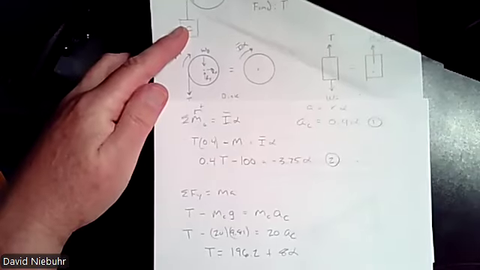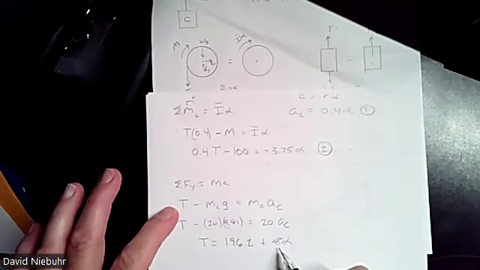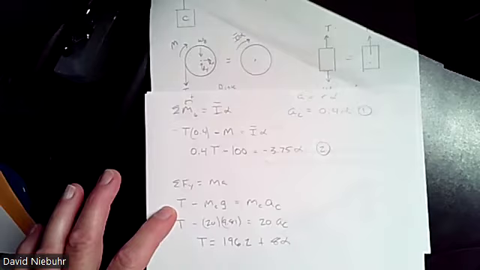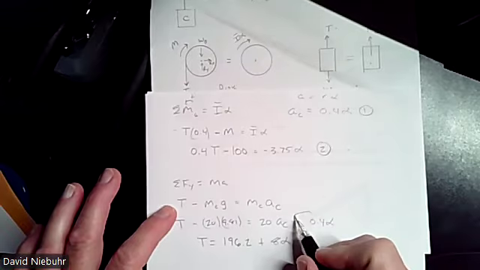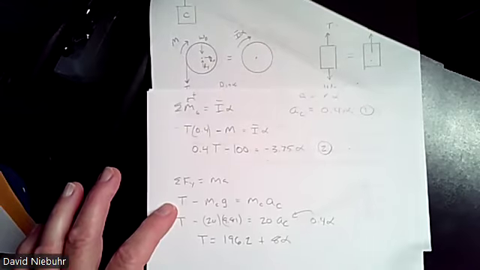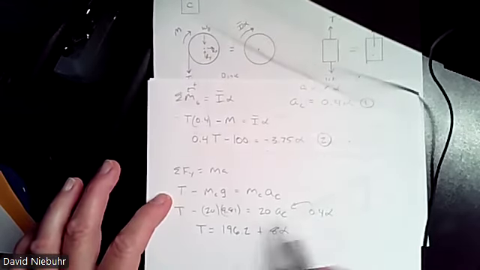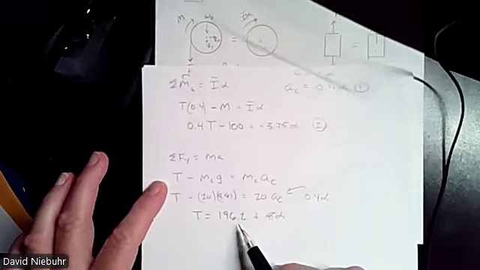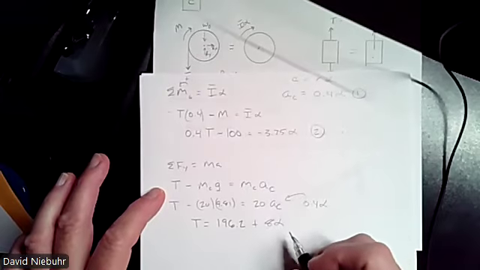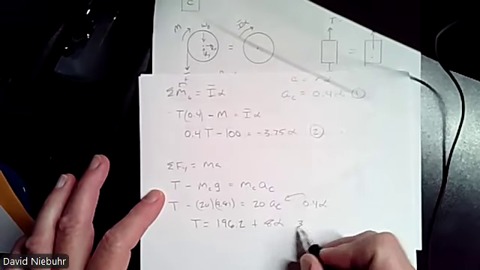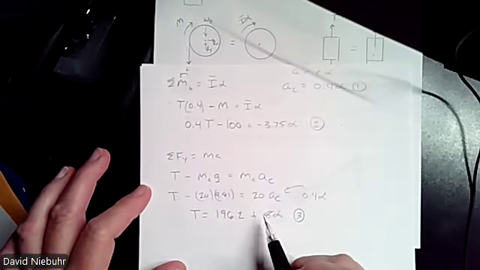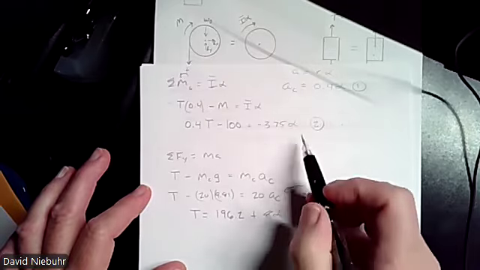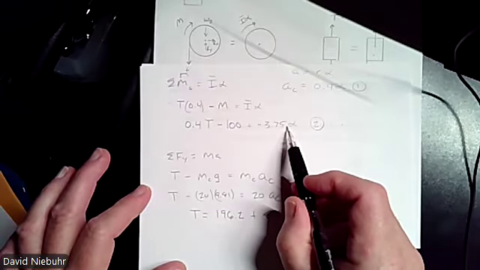So where did this come from? We plugged in 0.4 alpha for the acceleration, and then we simplified it. 20 times 0.4 is 8. So now we have this, and this is going to become our equation 3. The nice thing is now we have a relationship for T in terms of alpha. We can plug that back in, and now we only have alpha.